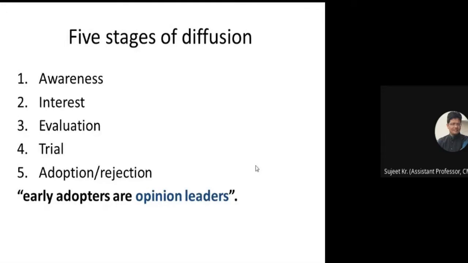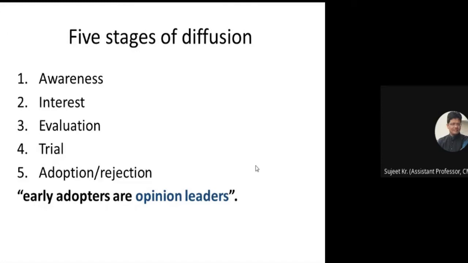You will not change the sequence of these stages. So first is the awareness. If you give an innovative idea or an innovation, then people become aware of that idea. After becoming aware, they become interested, right? They think, okay, it is interesting, it must be tried, at least we should see whether it is beneficial or not. So the second stage is that people will get interested.